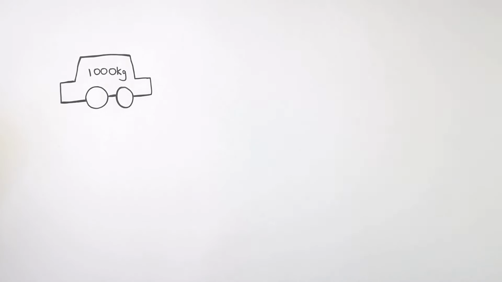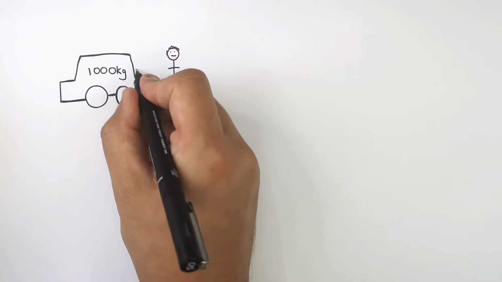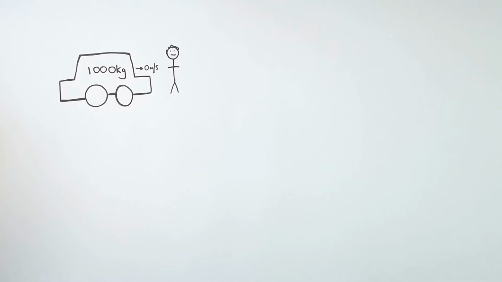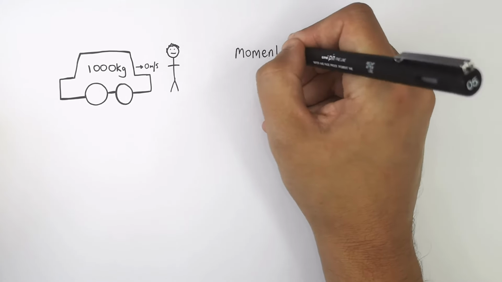This here is a 1,000 kilogram car, and it's stationary, so it's got a velocity of 0 meters per second. And this person has stepped out in front of this stationary car. So let's work out the momentum of this car.